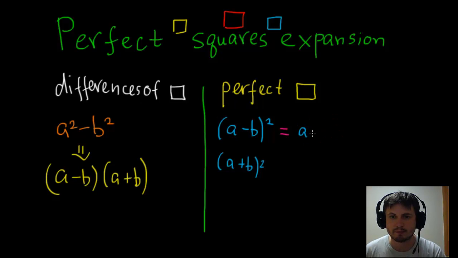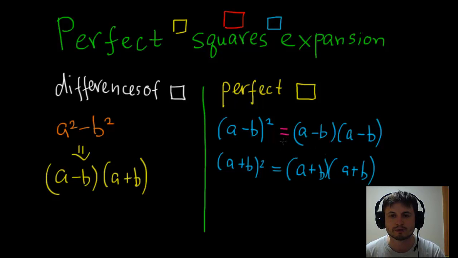Because this actually equals a minus b multiplied by a minus b. And this here equals a plus b multiplied by a plus b. So this is what we call perfect squares. In other words, if we were to look at the picture of what's happening here, you'll have a square of, let's look at this first, a minus b, and that's one side, and then another side is also a minus b. So it's actually a perfect square that has two sides, a minus b, a minus b.